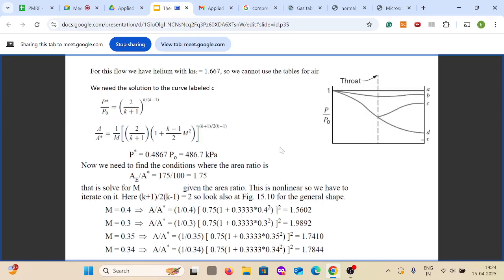So if your exit pressure is 906 kilopascal, then case C happens, where you reach sonic velocity at the throat, but the flow remains subsonic everywhere else.